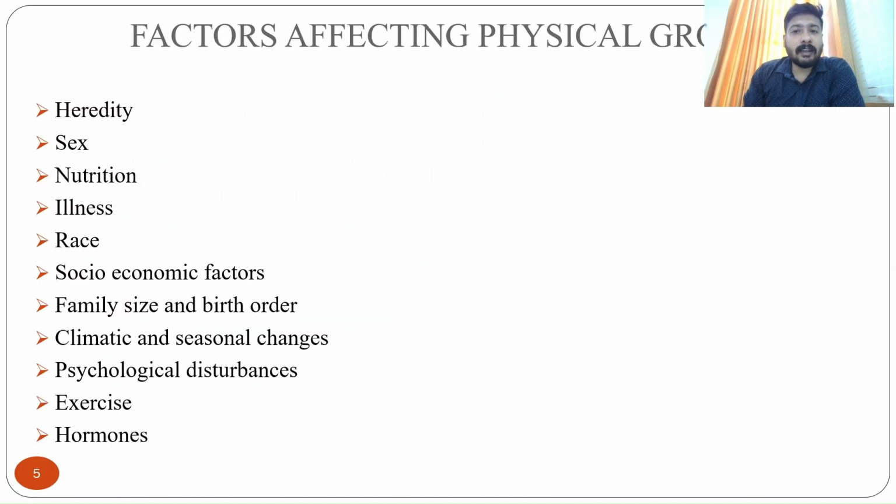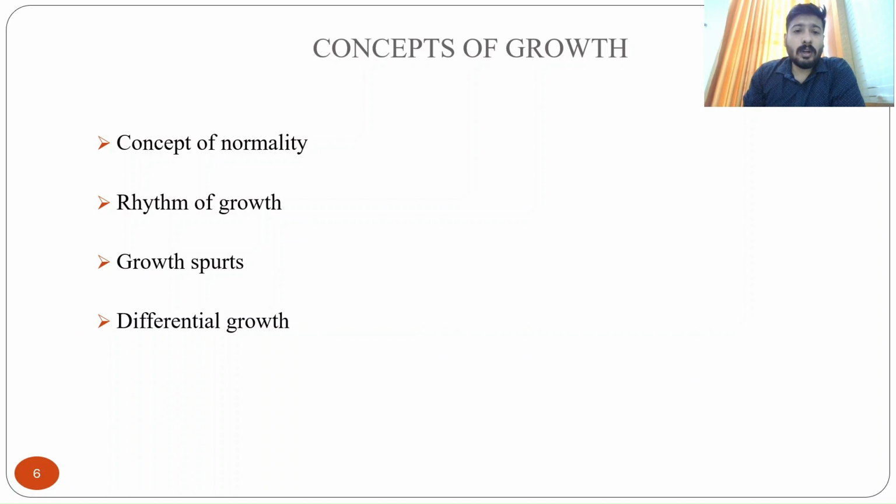What are the factors that affect physical growth? The general factors that affect are hereditary, sex, illness, race, socioeconomic status, your exercise, hormone, psychological disturbance, and so on. So what are the basic concepts of growth? The concepts of growth involve the concept of normality, rhythm of growth, growth spurts, and differential growth.